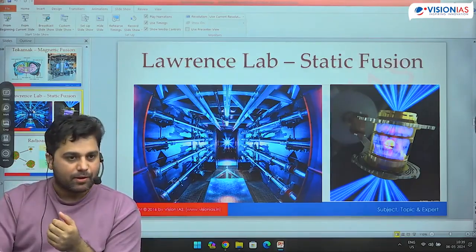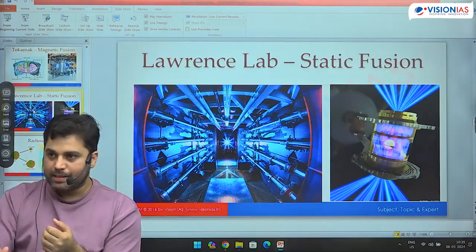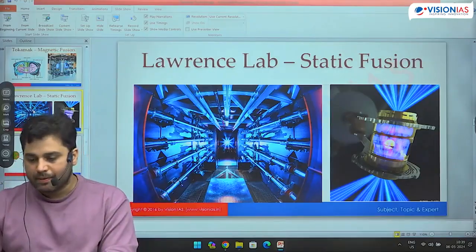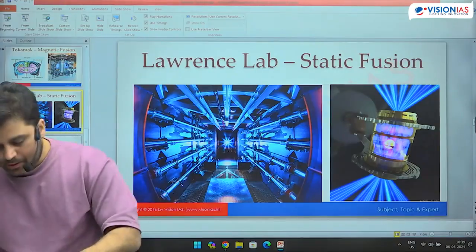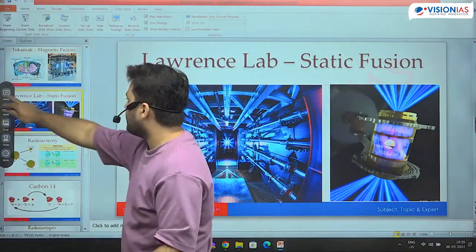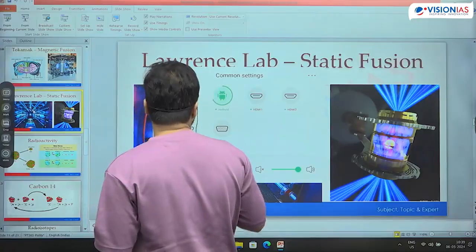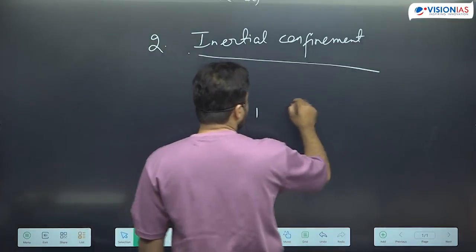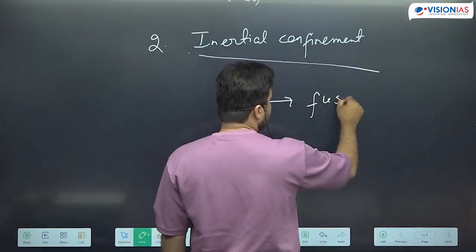So you start with a lot of energy, and then your hope here is that once nuclear fusion happens, it is also going to produce energy, and that energy which has been produced should be much, much more than the energy which has been consumed. So I started with some energy E1. Fusion happened because of this energy.